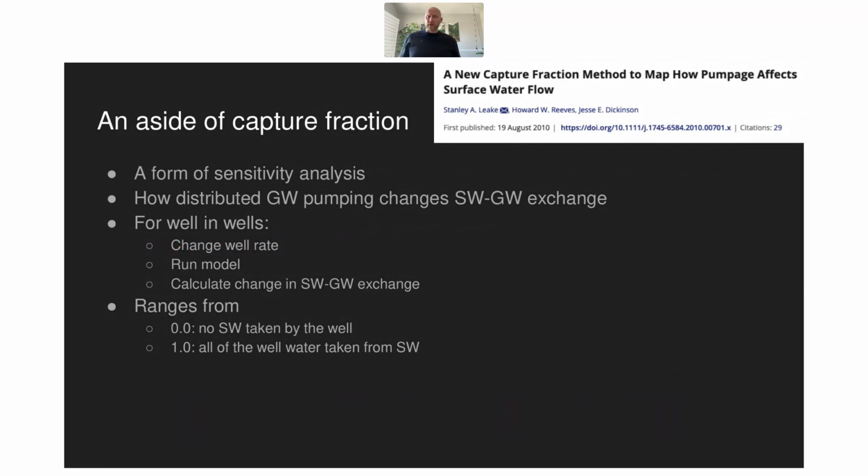So what Stan figured out was he could go model cell by model cell, put in a new well, pump that well, and see how the simulated flux between surface water and groundwater changed. And so this quantity ranges from 0, which means that new well has no effect on surface water, to 1, which means it's a 1-to-1 correspondence between pumping and losses from the surface water system. So it's a pretty powerful quantity.